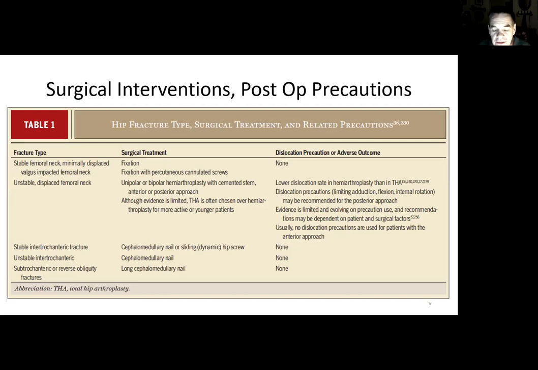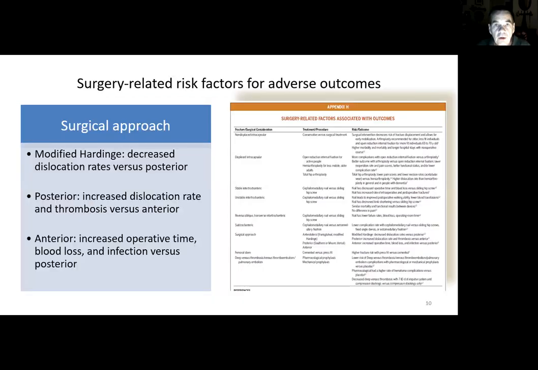Hemiarthroplasty may have lower dislocation risk, but can be more painful over time in an active individual. Recent evidence indicates that traditional hip precautions after total hip arthroplasty or hemiarthroplasty may not reduce dislocation rate. We believe that post-operative precautions are prudently based on surgeon preference and individual factors. Regarding surgical approach, after hip arthroplasty, posterior approach carries higher dislocation rate and higher rate of venous thrombosis versus anterior approach. Increased operative time, blood loss, and rate of infection has been documented with the anterior approach compared to posterior. Variations of the lateral approach have demonstrated lower dislocation rates compared to posterior.